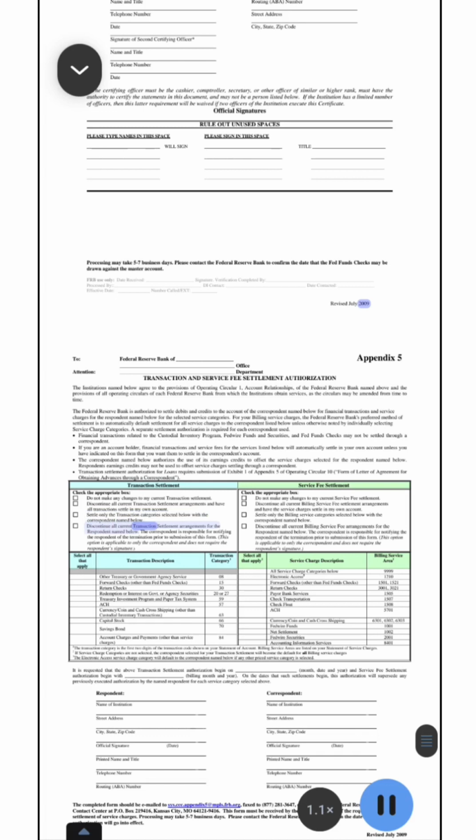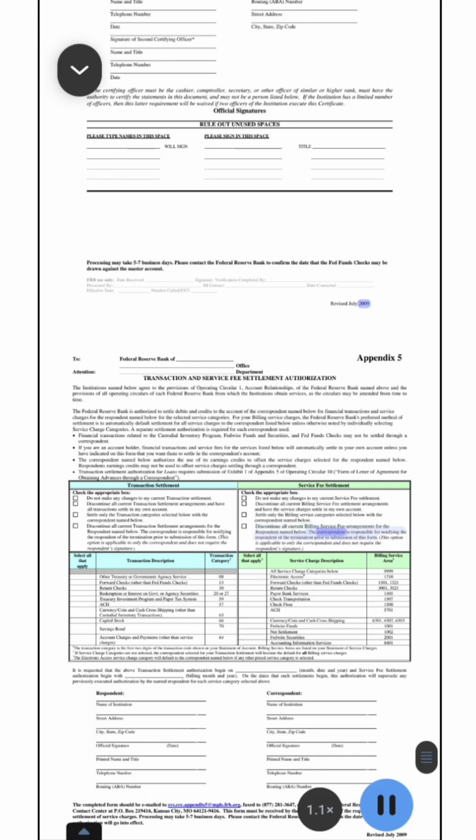Discontinue all current transaction settlement arrangements for the respondent named below. The correspondent is responsible for notifying the respondent of the termination prior to submission of this form. This option is applicable to only the correspondent and does not require the respondent's signature. Check the appropriate box. Do not make any changes to my current service fee settlement. Discontinue all current billing service fee settlement arrangements and have the service charges settle in my own account. Settle only the billing service categories selected below with the correspondent named below. Discontinue all current billing service fee arrangements for the respondent named below.